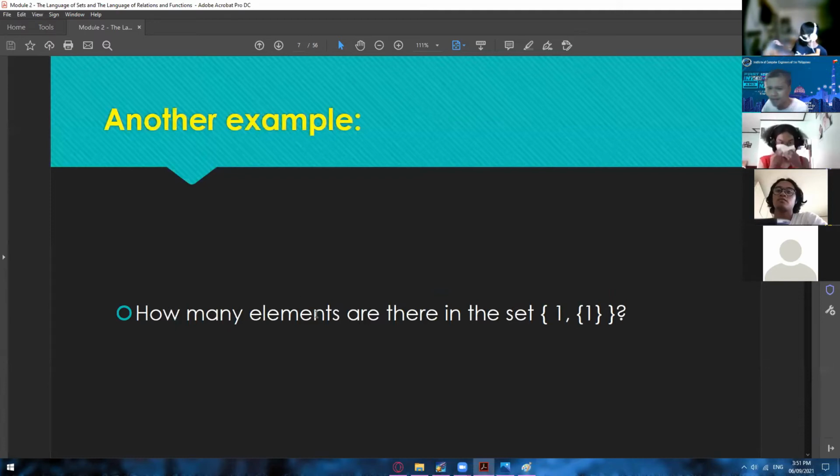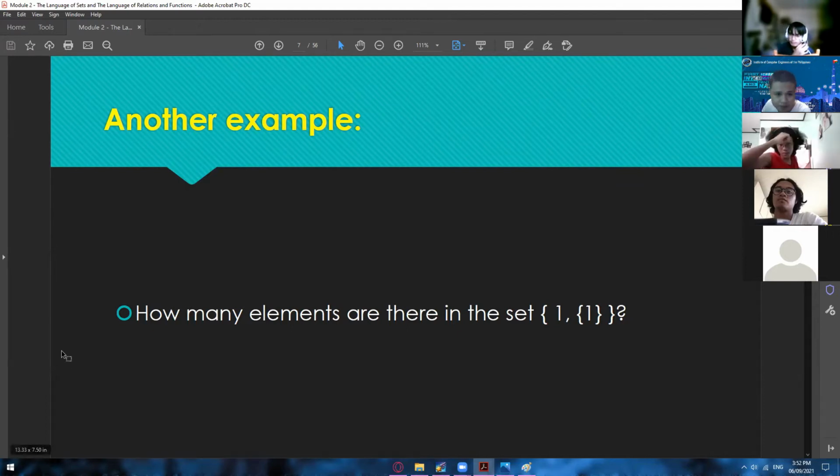So let's have another example. How many elements are there in the set of this one? When trying to answer, don't try to cheat, because I know that you guys can already access the PDF of this one, since I've already uploaded the entire PDF. But let's try to answer this one on your own without looking at the next slide.